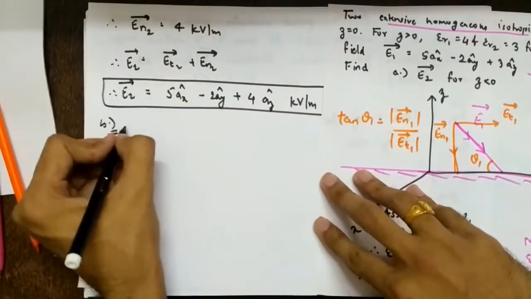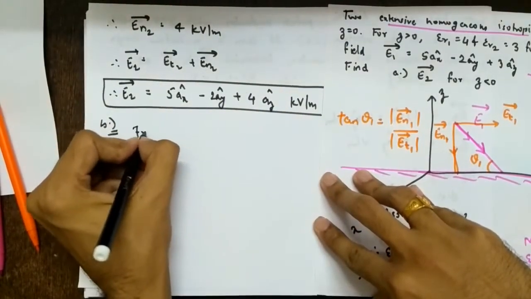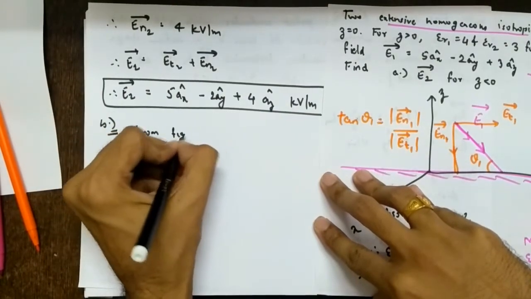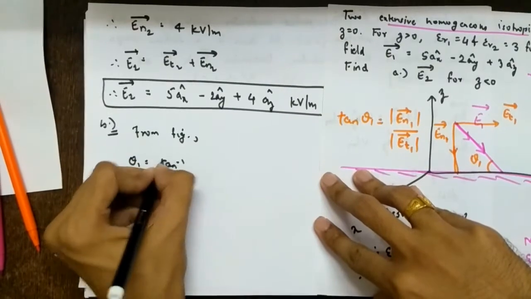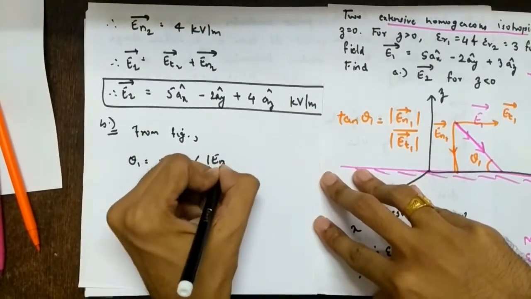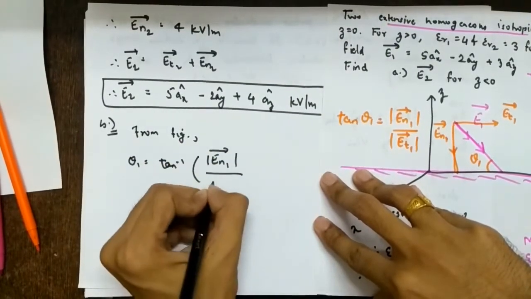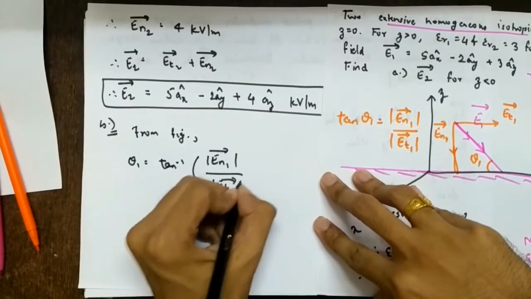So again, we have drawn it in the figure, we have to show it in the figure. So I'll write from the figure. I have shown it here. Theta 1 equal to tan inverse of the magnitude of En1 vector upon the magnitude of Et1 vector.